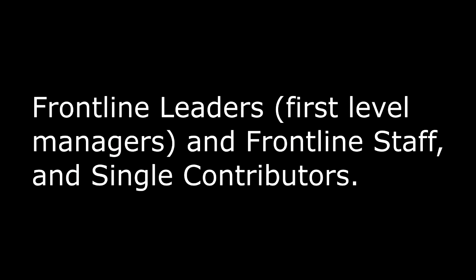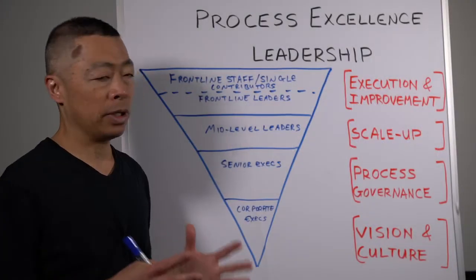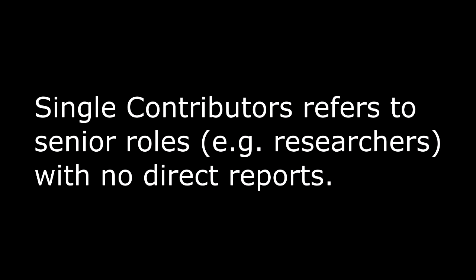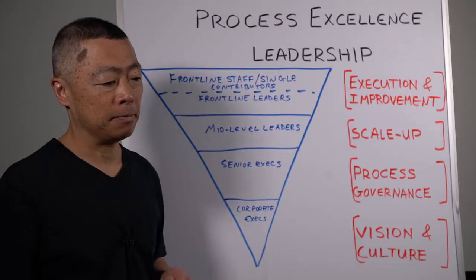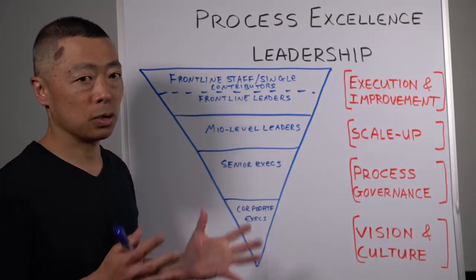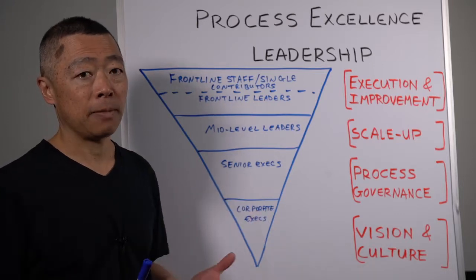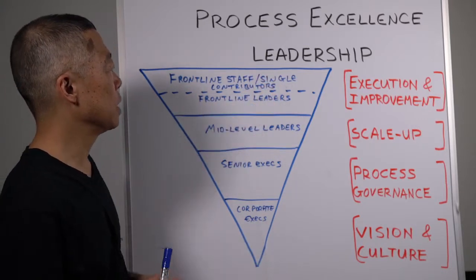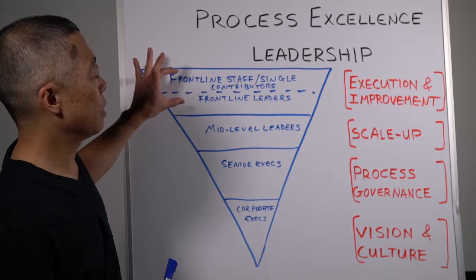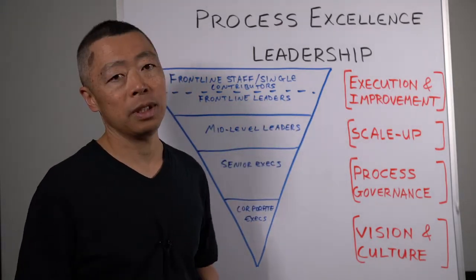Frontline leaders, the first level of management in the organization, as well as frontline staff, and what I call single contributors. I put single contributors in there to help with the idea that a lot of times if you put in frontline staff, the connotation is of sort of the factory worker only, as opposed to, well, you could also have PhD engineers or researchers. They are single contributors, they're very senior, but they sometimes don't manage people. And so that's what I mean by single contributors. These two groups are responsible for the execution and improvement of the process.